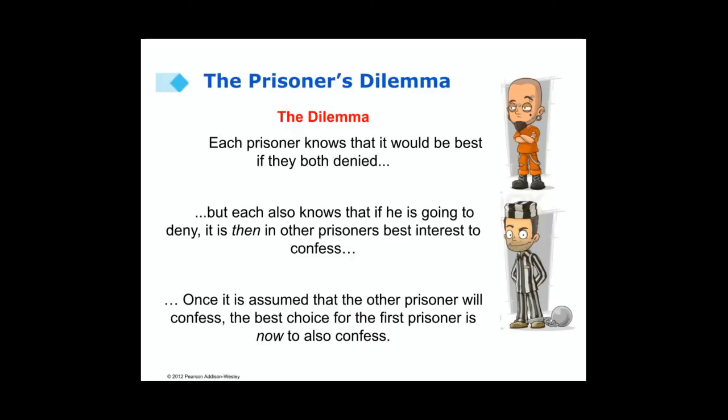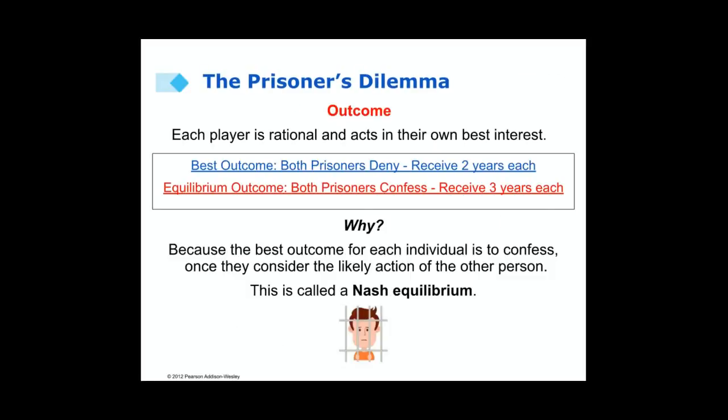Of course, each prisoner knows it would be best if they both denied. But each one also knows that if he is going to deny, it is then in the other prisoner's best interest to confess. Once it's assumed and understood that the other prisoner will confess, the best choice now for the first prisoner is to also confess. And so despite the fact that the best outcome is when both prisoners deny, what happens is that both prisoners confess. Both prisoners will receive a 3-year sentence.